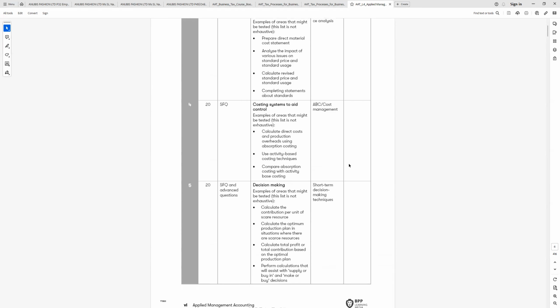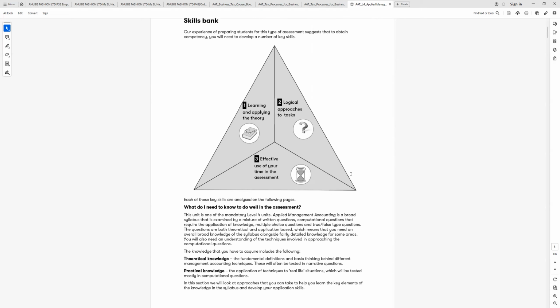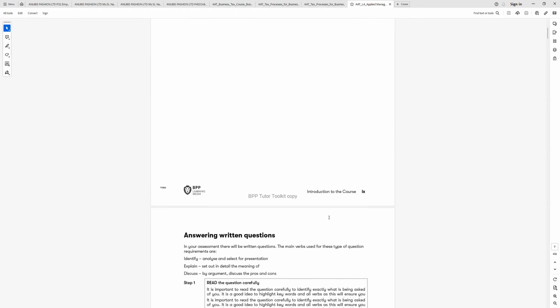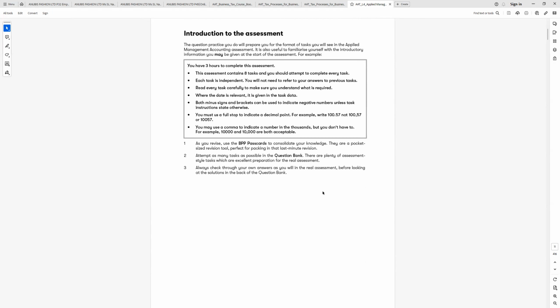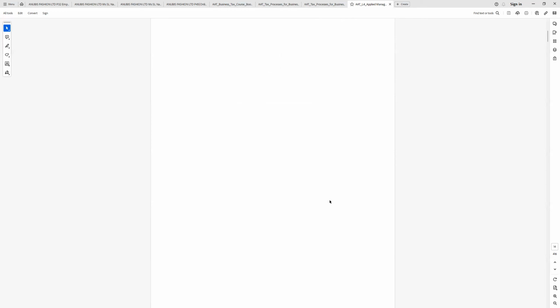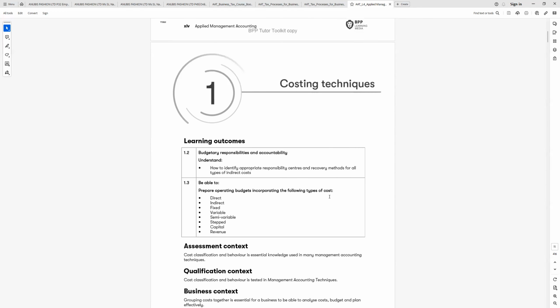So let's have a look. The first chapter we have here is kind of similar to what we have done on our level 3 management accounting, but it will be a little bit more advanced version. So let's have a look at what we have here. Costing technique, that's our first chapter for this paper.